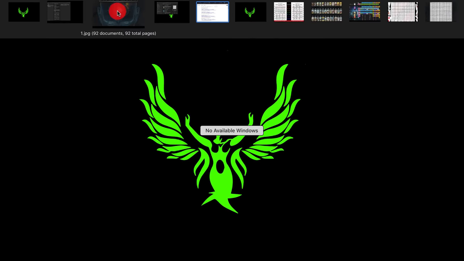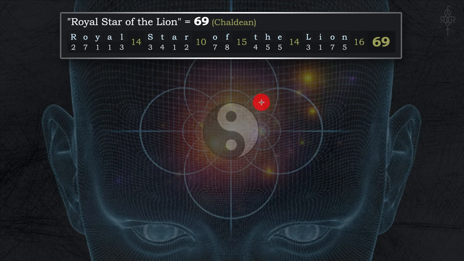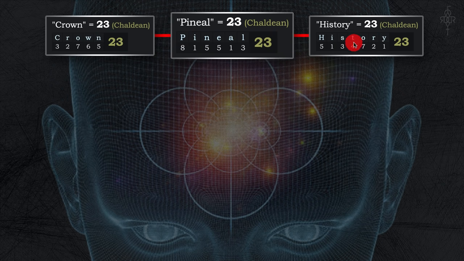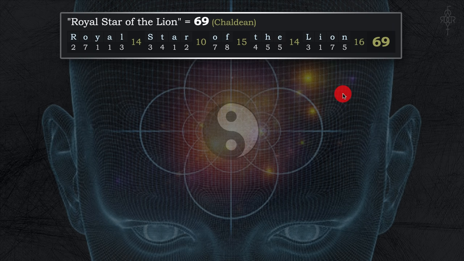23. So it's not a secret that the number 23 is the royal star of the lion, and then, you know, you go right back to this pineal gland and crown and history all being 23. Now you can see the significance and why 23 is so powerful. Of course, when you reduce it down, it gives all its energy to the number 5, which is mankind itself. But nonetheless, Royal Star of the Lion is the number 69 in numerology itself, and we know the pineal gland is the yin-yang. I showed this multiple times during this presentation so far. So the synchronization of this is pretty accurate.